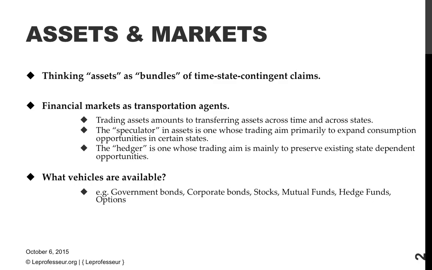Now since we made the concept of transportation agent and assets are bundles of claims, we need some vehicles for transporting things, right? Now think about the financial market as an agent who is driving this vehicle. Okay, now what vehicles do we have? We have mediums through which we can transport things, and who is transporting?